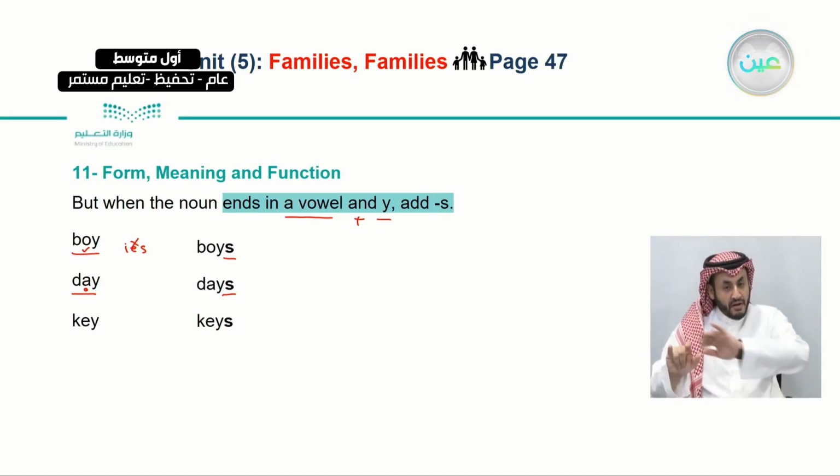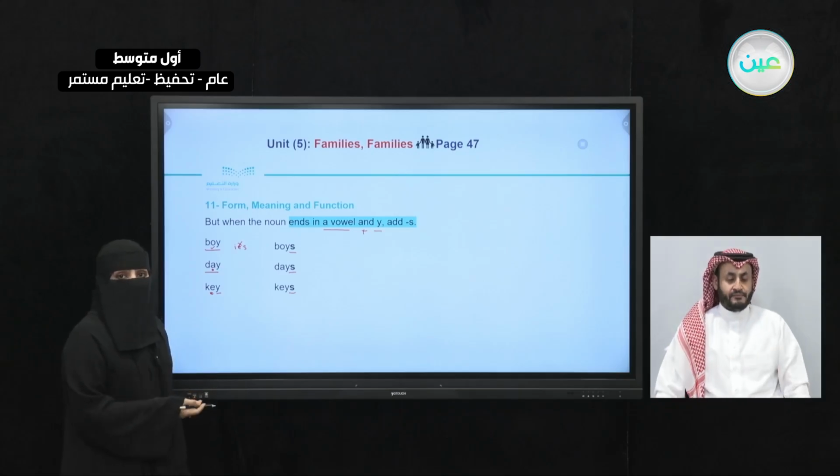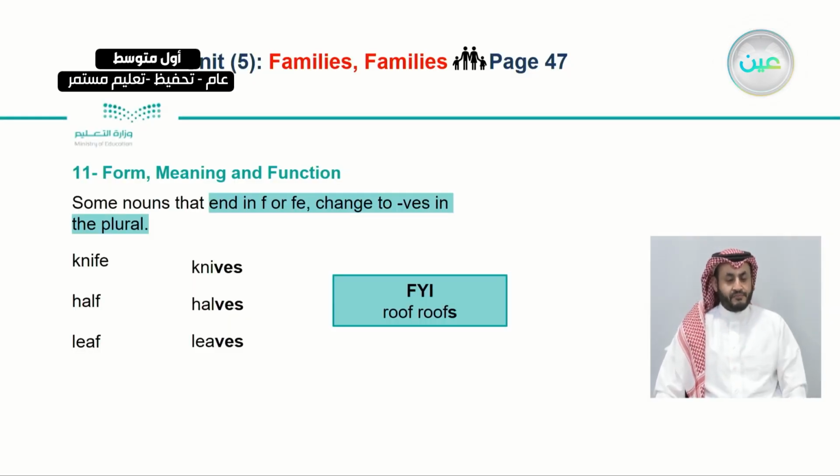How about key? Same thing. We have the vowel E followed by Y. In this case, we simply add the S: keys. And this way we have the plural form of regular words. Let's look at the next section.